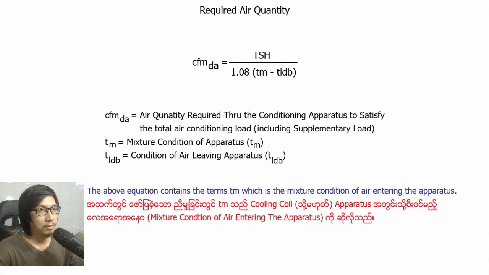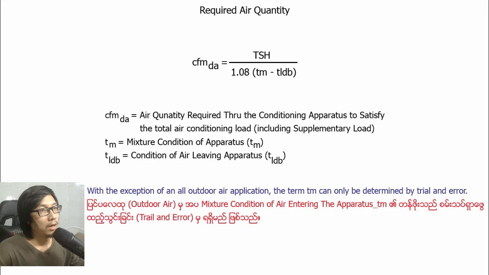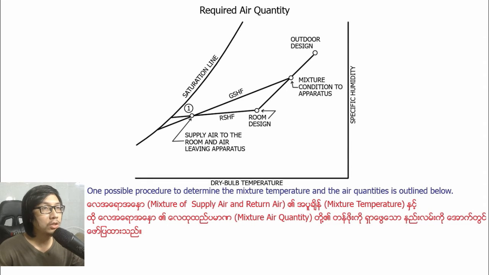The above equation contains the term TM, which is the mixed condition of air entering the apparatus. With the exception of an all-outdoor air application, the term TM can only be determined by trial and error. One possible procedure to determine the mixed temperature and the air quantity is outlined below.